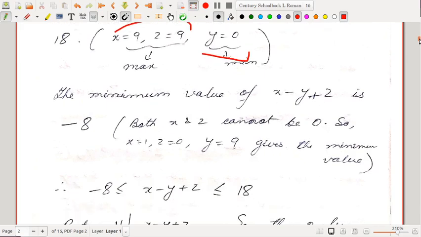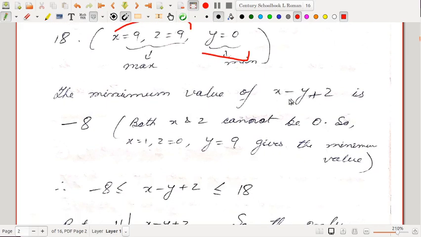And the minimum possible value is, say, minus 8, because both x and z cannot be 0. So the minimum value of x minus y plus z can be obtained by considering the minimum values of x and z and the maximum value of y, because y has the negative coefficient. So x equal to 1, z equal to 0 and y equal to 9 gives the minimum value. So x minus y plus z lies between minus 8 and 18.